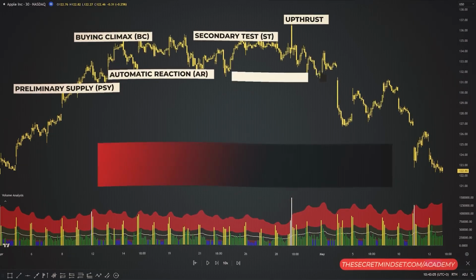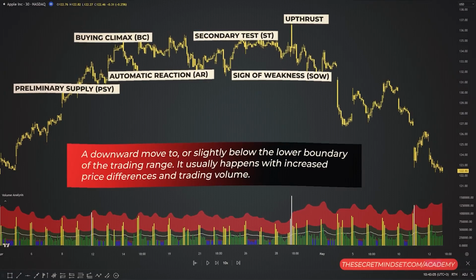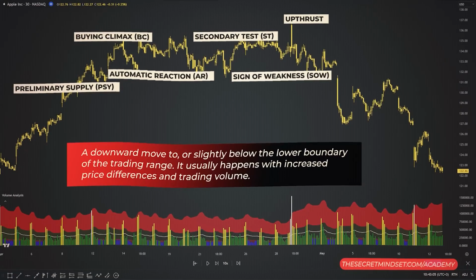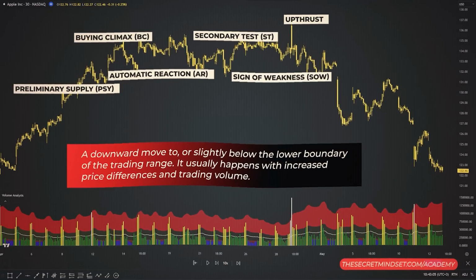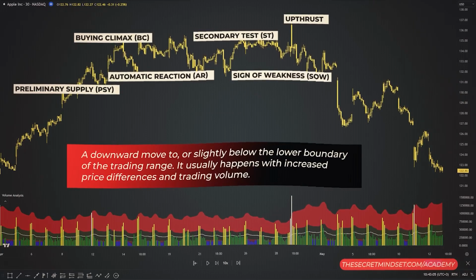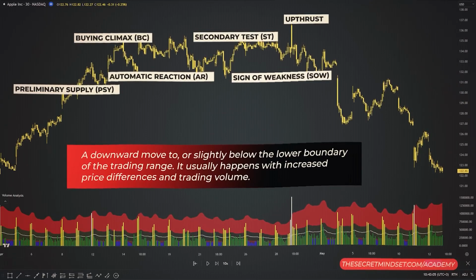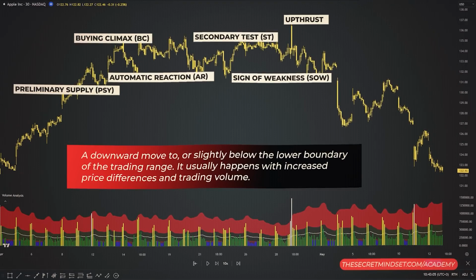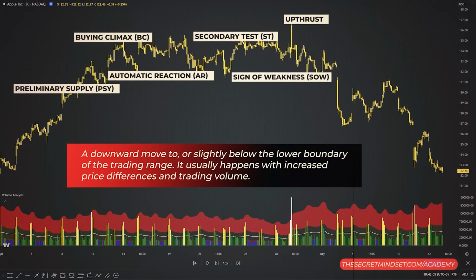Next is the sign of weakness. This is observed as a downward move to or slightly below the lower boundary of the trading range. It usually happens with increased price differences and increased volume. The automatic reaction and the sign of weakness indicate that supply is now dominant in the market.